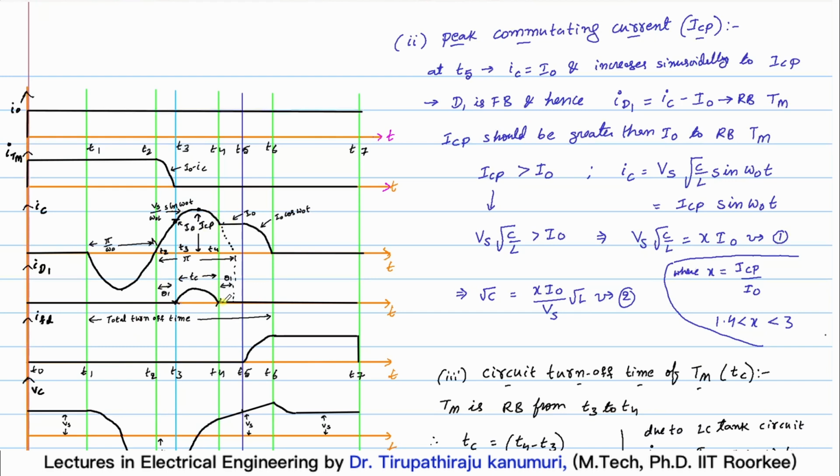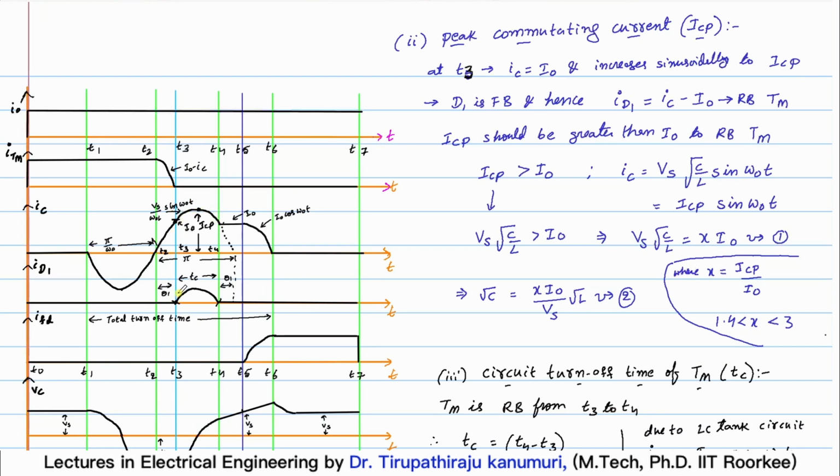So let us go back to this waveform again. Here we can see that at t equal to t3, the value of IC is equal to I0, and it increases sinusoidally to the value ICP. So it is changing from t3. At t3, the value of IC is I0, and it is increasing sinusoidally to ICP. Gradually it is increasing.